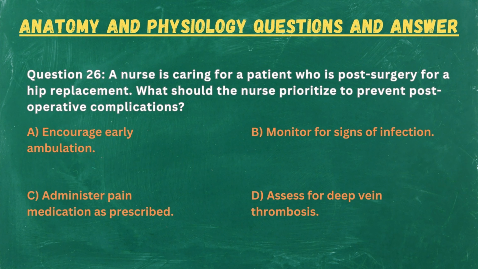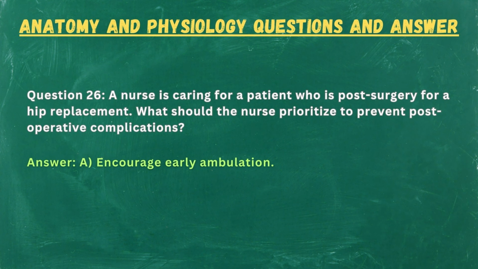Question 26. A nurse is caring for a patient who is post-surgery for a hip replacement. What should the nurse prioritize to prevent post-operative complications? A. Encourage early ambulation. B. Monitor for signs of infection. C. Administer pain medication as prescribed. D. Assess for deep vein thrombosis. Answer A. Encourage early ambulation.